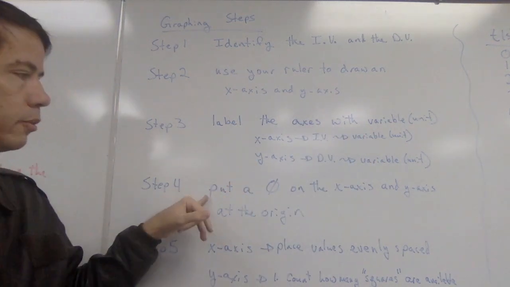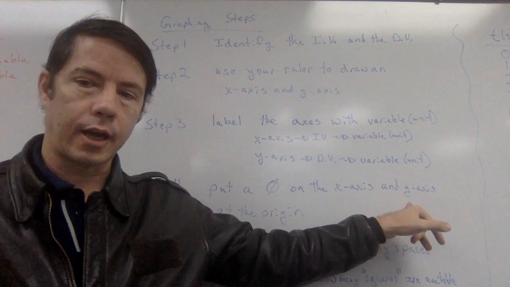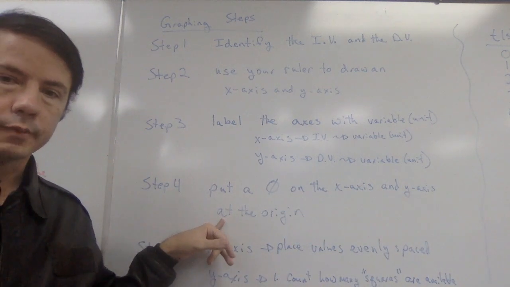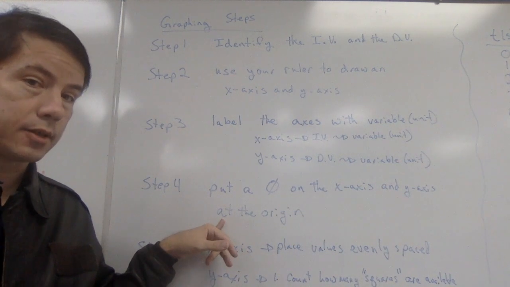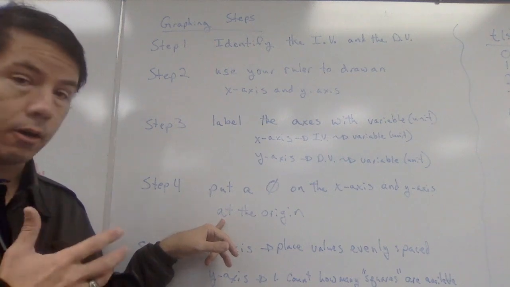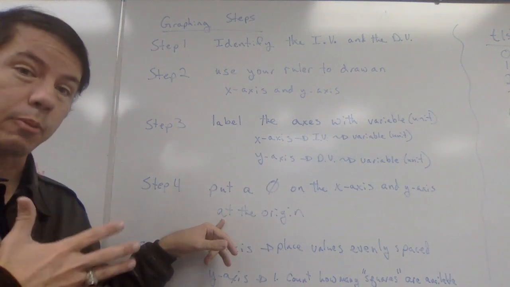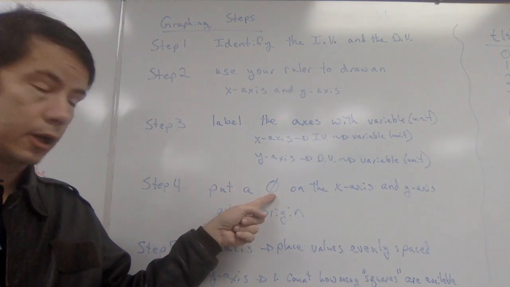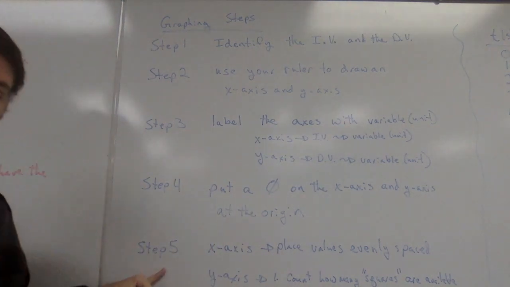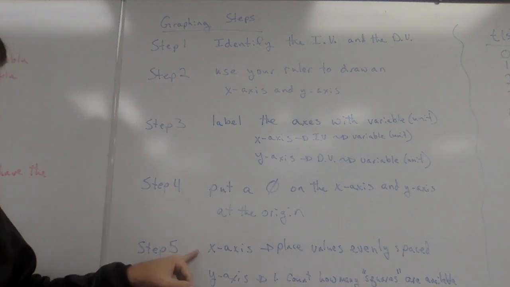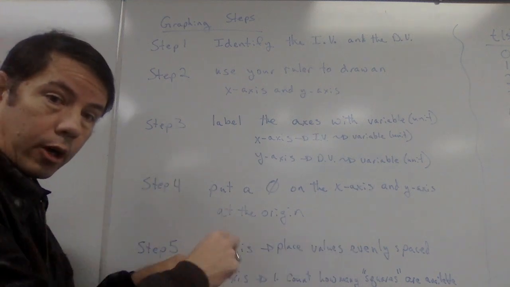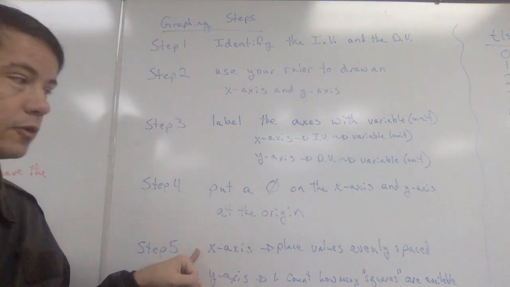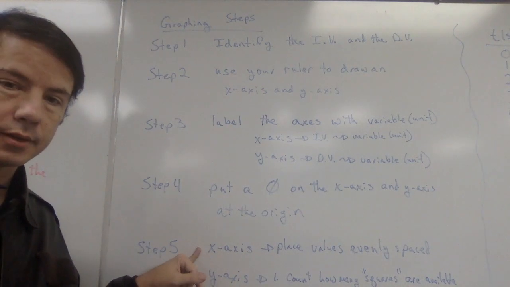Step four, put a 0 on the x-axis and the y-axis at the origin. So the x-axis and that y-axis, when we draw our graph, are basically two different number lines that represent two different values. And so each one requires a 0. Okay? Step 5. The x-axis, we're going to place values evenly. So we're basically going to put our numbers on the number line, and we're going to place those values evenly spaced for the x-axis. Okay?